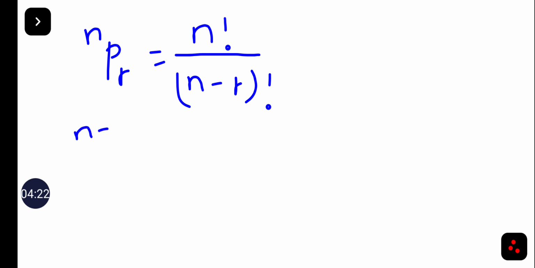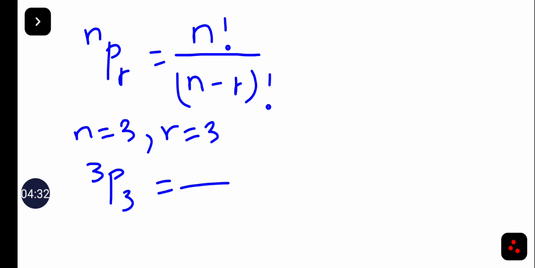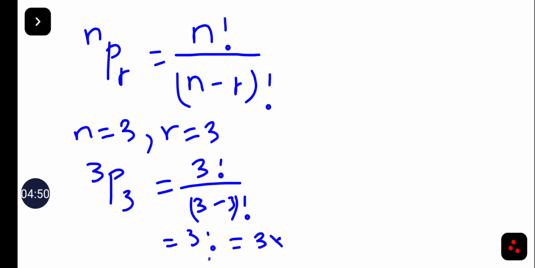It means you have 3 books, yes. You want to take the books all at once. How many are there? 3. So we are going to have 3 permutation 3, which will be 3 factorial over 3 minus 3 factorial. And 3 minus 3 is 0 factorial. 0 factorial is 1. So we have 3 factorial divided by 1. And 3 factorial means 3 times 2 times 1, which gives us 6 ways. So those are the various ways.